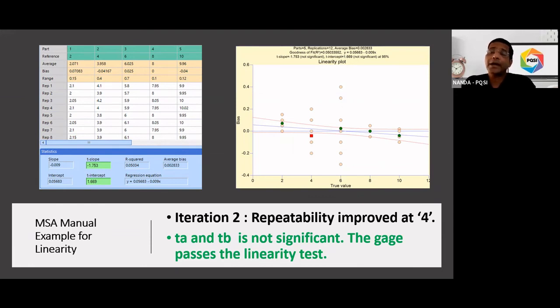Again, hats off to the AIAG guys. They've given us a wonderful example, in which you can go, you can do different iterations and see how you can improve linearity, right?